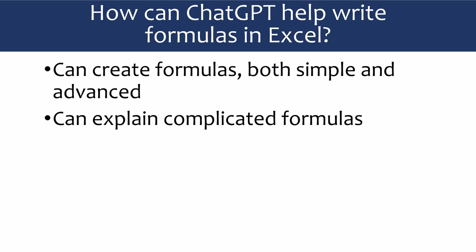ChatGPT can be used to write and explain formulas. For example, ChatGPT can assist in creating formulas in Excel by interpreting user requirements and translating them into Excel syntax, ranging from simple arithmetic operations to complex functions. It can explain complicated formulas by breaking down their components, describing the purpose of each part, and illustrating how they work together to achieve the desired outcome.